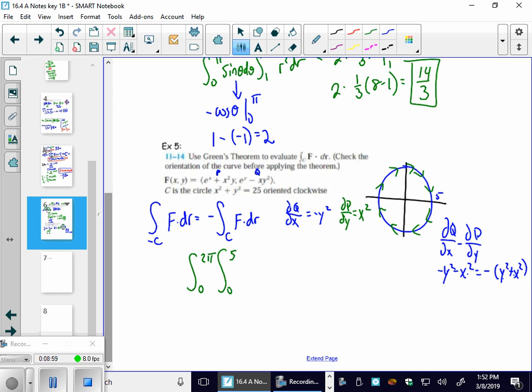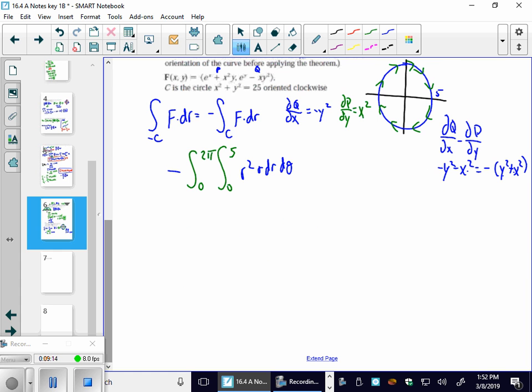And in polar, that's going to be negative r squared. So I'm going to throw the negative out front here, and I'm going to have r squared there. And then don't forget it's r dr d theta. All right, so this time I don't have any kind of trig functions in here. So I do have the negative of the integral from 0 to 2 pi of d theta times the integral from 0 to 5 of r cubed dr.